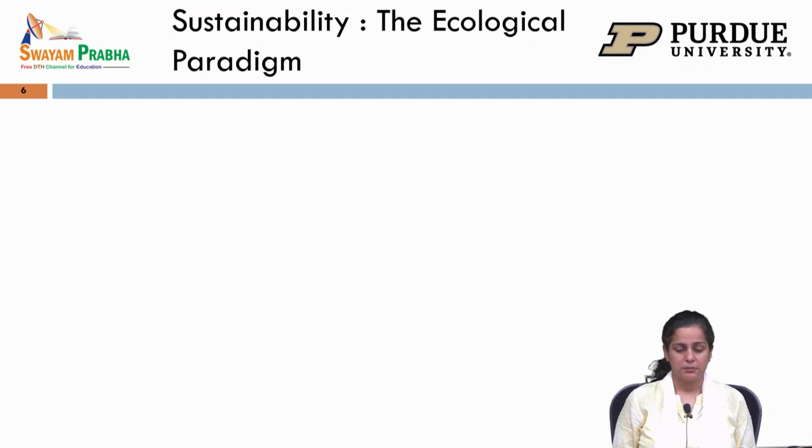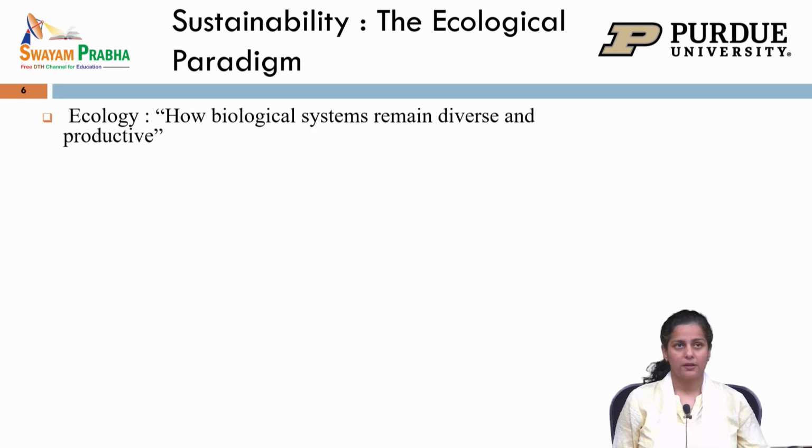Then there is sustainability, which is the ecological paradigm. In the sense of the ecological paradigm, when we talk about ecology, we think about how biological systems remain diverse and productive. We know that the earth system has existed for millions of years, and ecological systems have an innate ability to maintain diversity and productivity over several years.